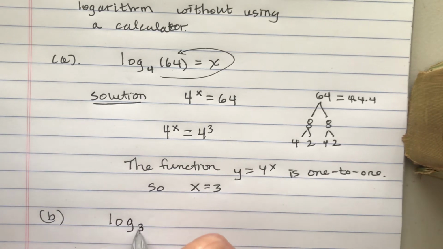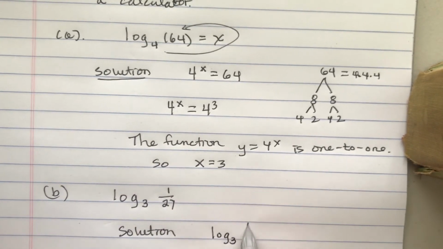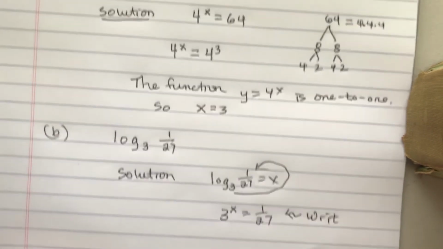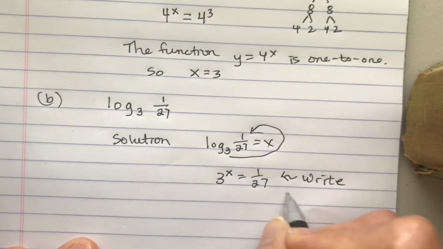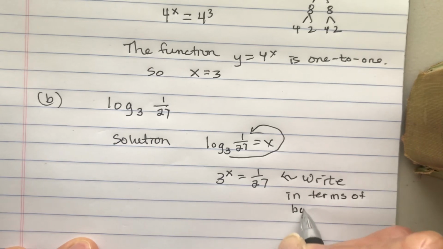Let's do log base 3 of 1 over 27. So the solution is that log base 3 of 1 over 27 equals x, and you do this little circle type thing, and you have 3 to the x equals 1 over 27. So what I'm going to do is write it in terms of base 3.